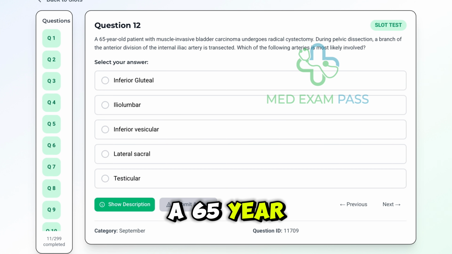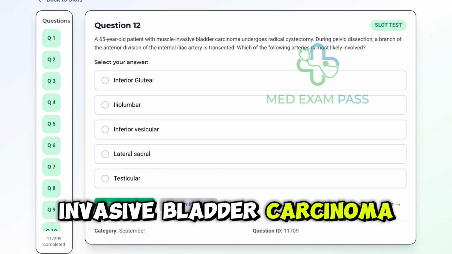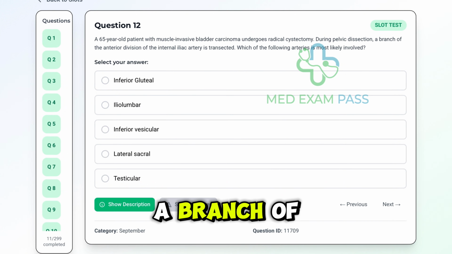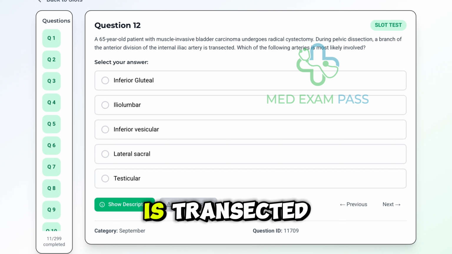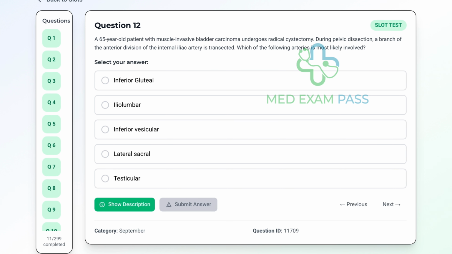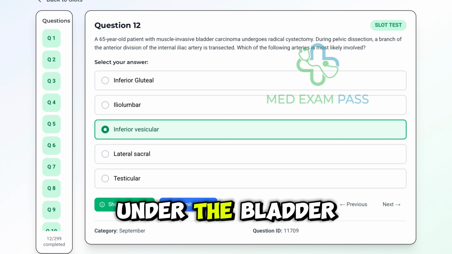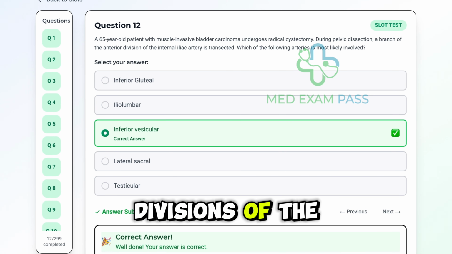A 65-year-old patient with muscle invasive bladder carcinoma undergoes radical cystectomy. During the pelvic dissection, a branch of the anterior division of the internal iliac artery is transected. What would be the correct answer here? The inferior vesical artery, the blood vessel under the bladder. So it is the anterior division of the internal iliac artery.